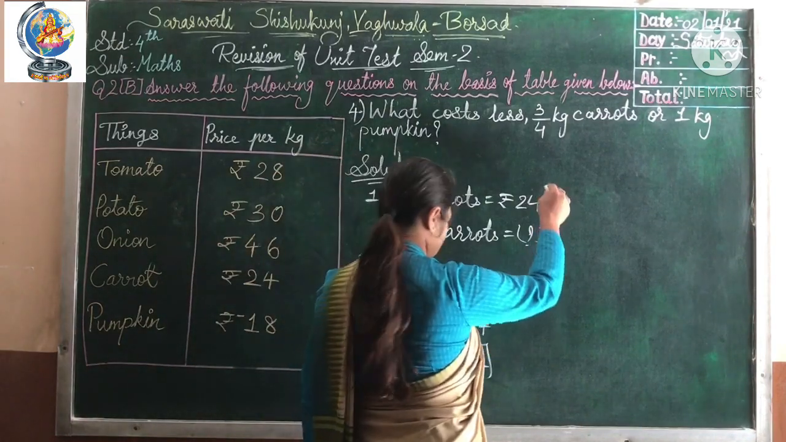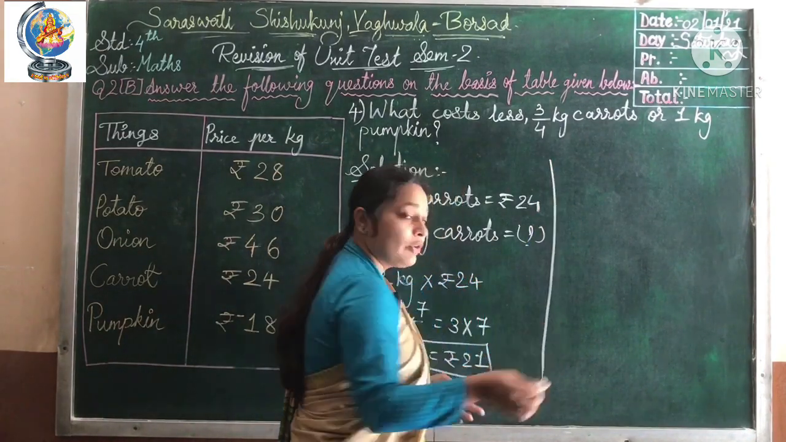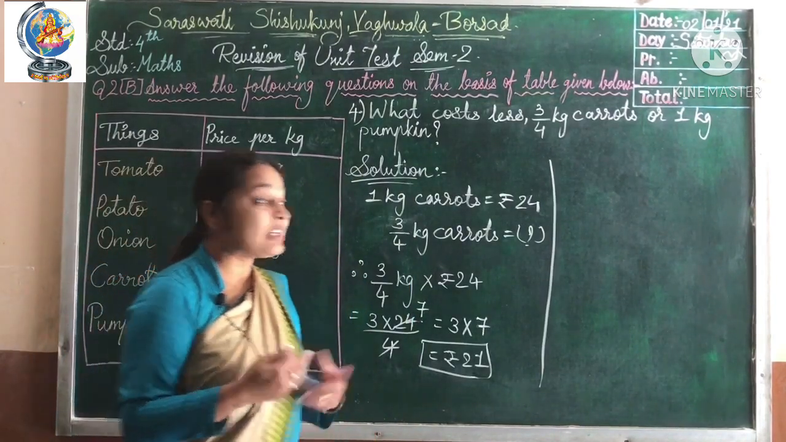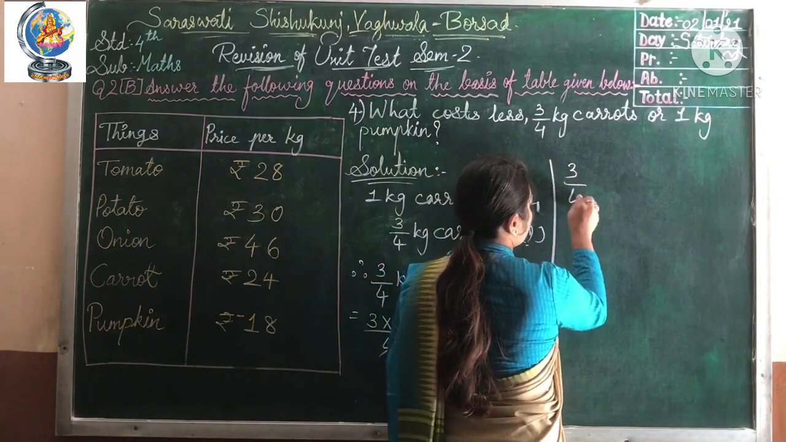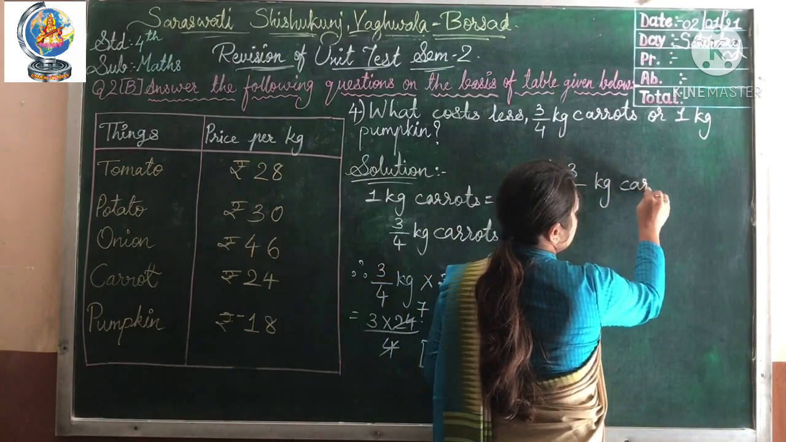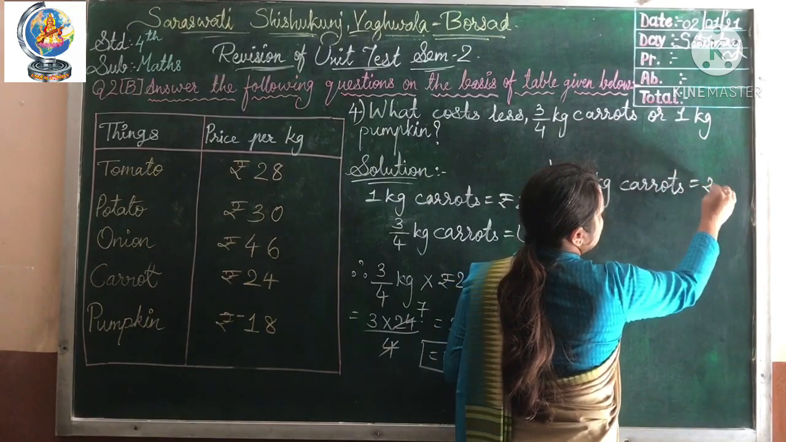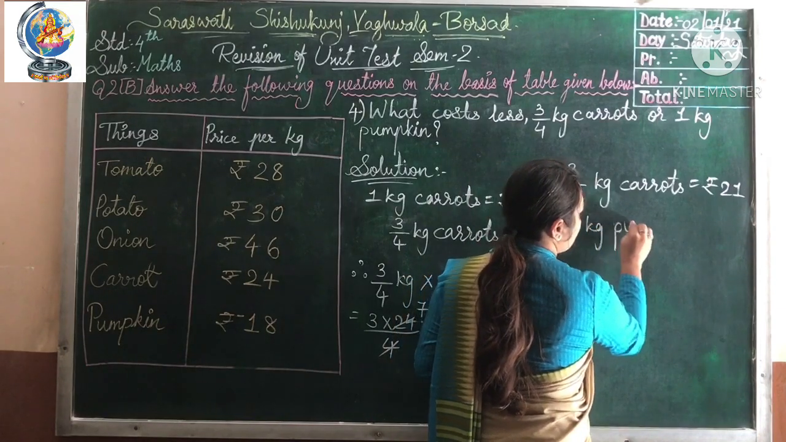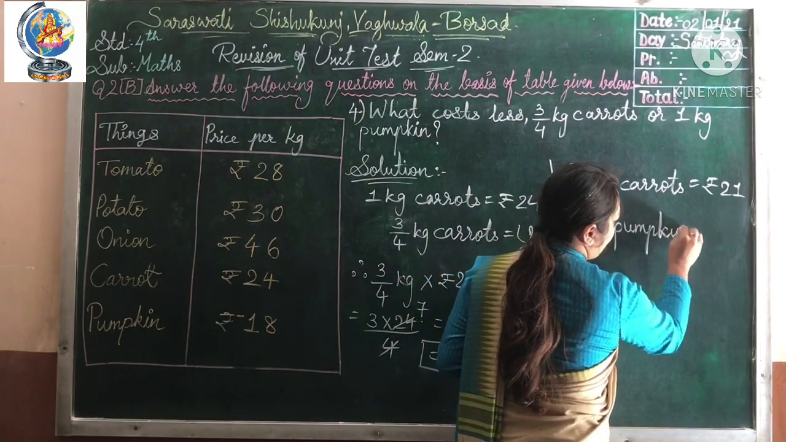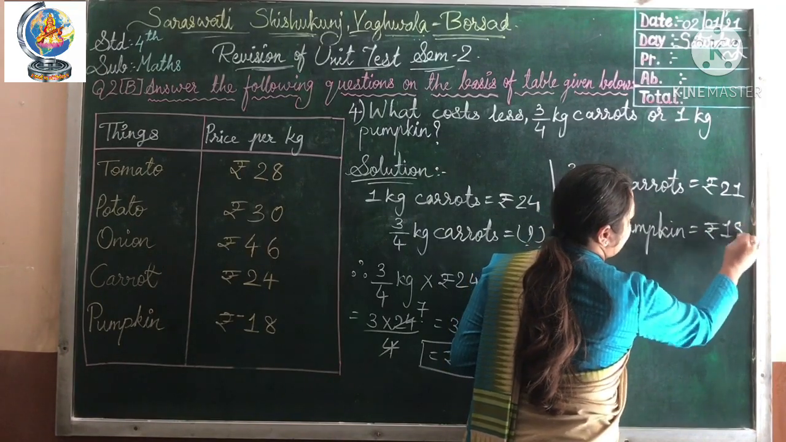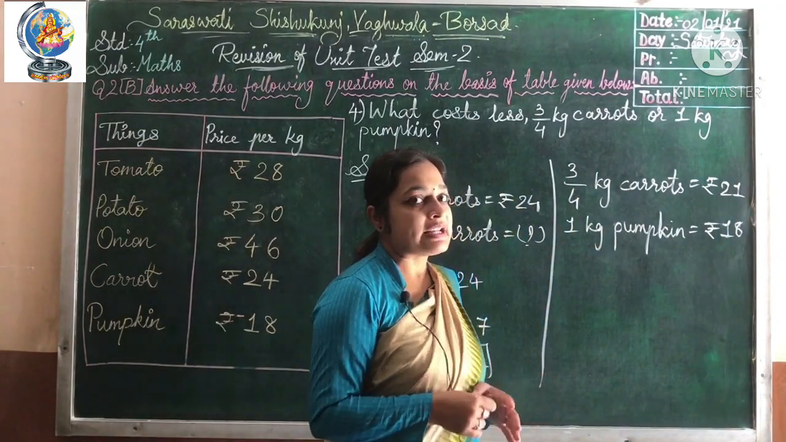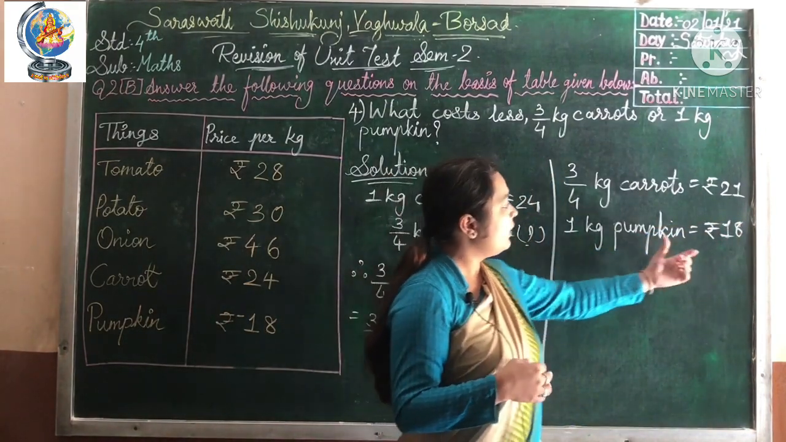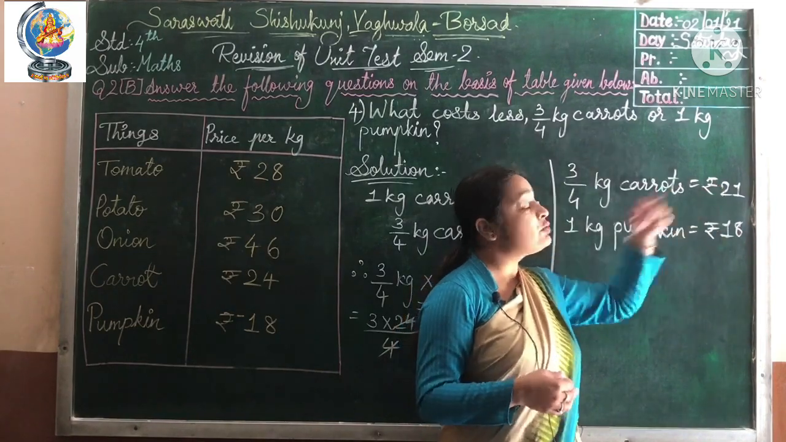Now let's see the price of pumpkin. We already know 1 kilogram price of pumpkin is 18 rupees. So we will compare it. 3/4 kg carrots is equal to rupees 21 and 1 kg pumpkin is equal to rupees 18, which is already there in the table, right? So now if we compare, then we can say that rupees 18 is less, right? Rupees 18 is less than rupees 21.